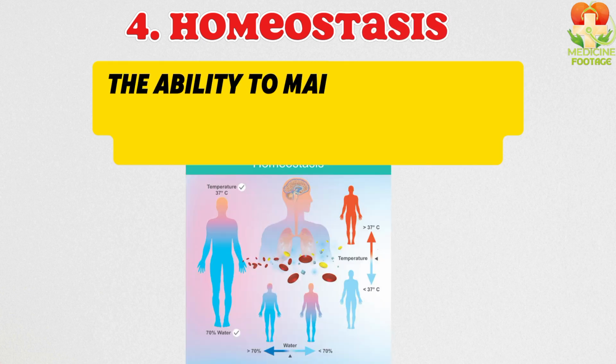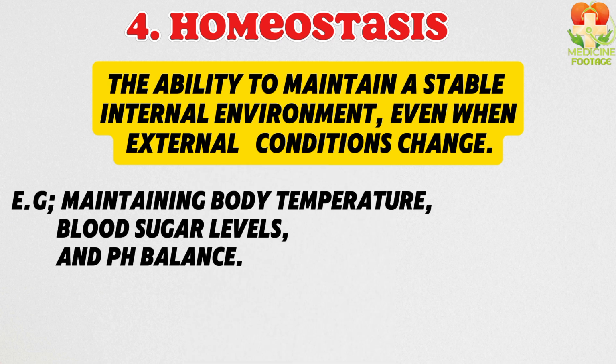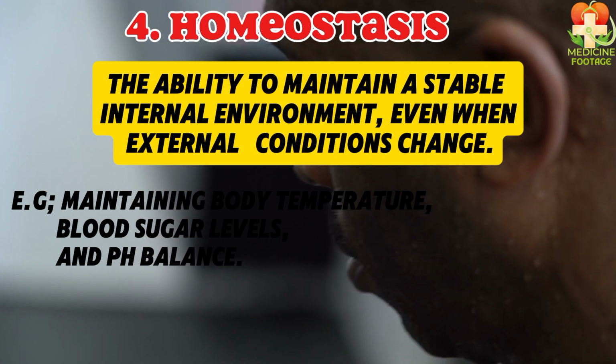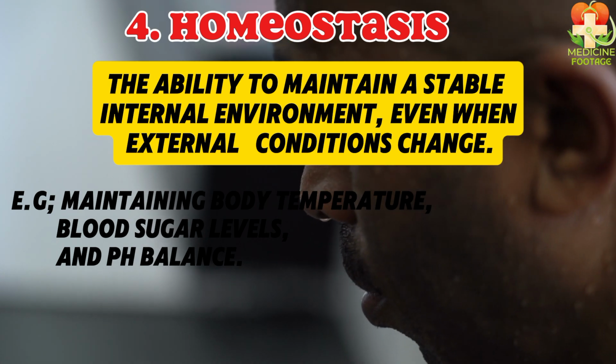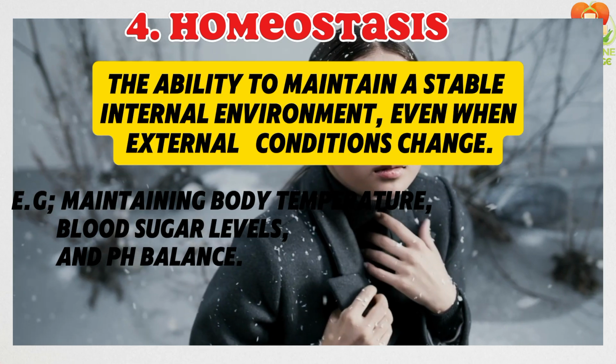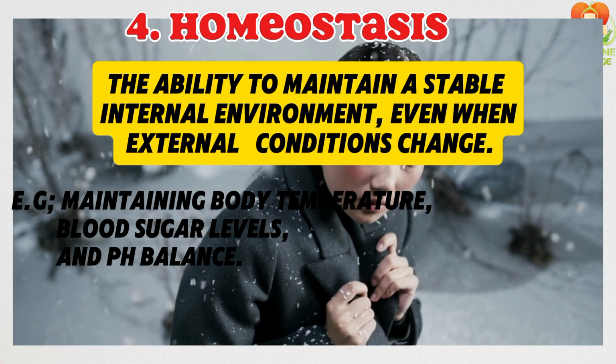4. Homeostasis. Homeostasis is the ability to maintain a stable internal environment, even when external conditions change. Examples include maintaining body temperature, blood sugar levels, and pH balance. For instance, humans sweat to cool down or shiver to warm up, keeping body temperature around 98.6 degrees Fahrenheit.